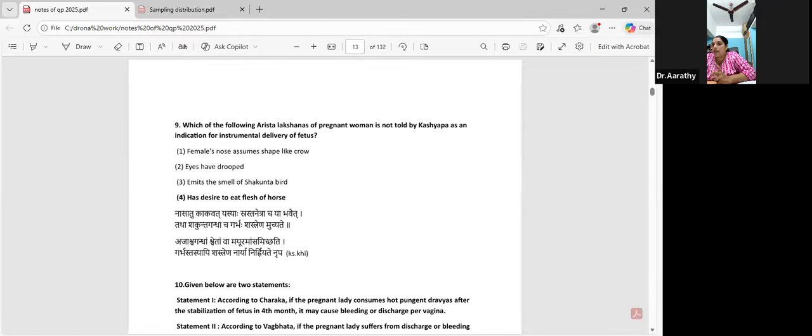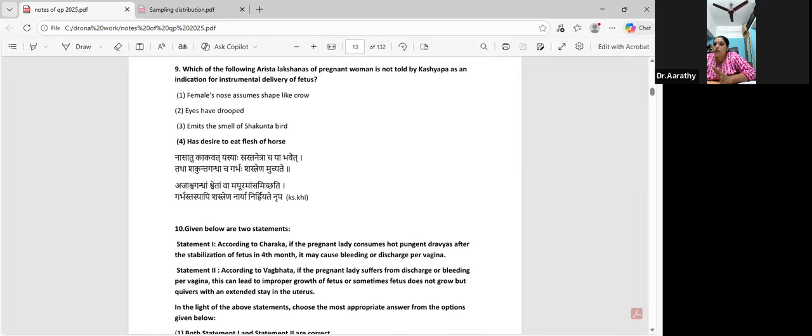Okay, the shlokas depict the symptoms. Nasatu kagavat yasyaha srasta netra cha ya bhavet tata shagunda gandha cha garbha shastrena uchyate. So 3 points over there. Nasatu Kagavat, one. Second, Srastha Netram. Third, Shakunda Gandha. Then the next two lines, Aja Ashwagandham Shvetam va Mayura Mamsamichati. Garbhastasya Shastreena Narya Nirhriyate Nirpa. So, in total, 5 conditions are mentioned: Nasatu Kagavat, Srastanetra, Shakundagandha, Aja Ashwagandha, and Mayura Mamsa Vichati.